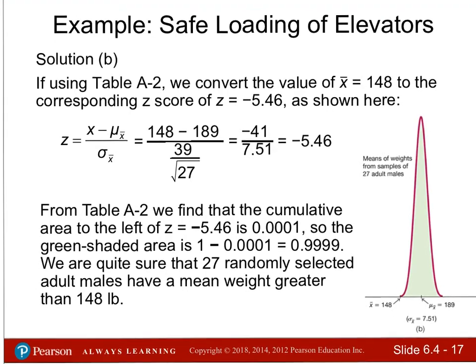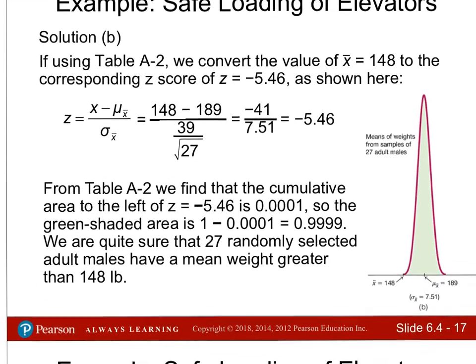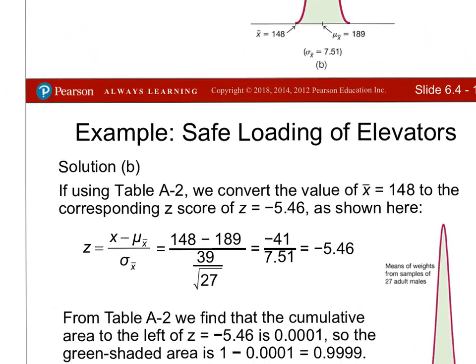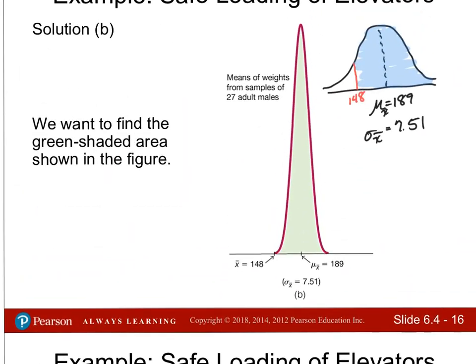There's our z-score formula, right? So the z-score is negative 5.46, right? So I would label this as z equals negative 5.46, and that's what I look up in my table, and I notice that from my table, the area here is 0 plus. So that basically makes this 0.9999.